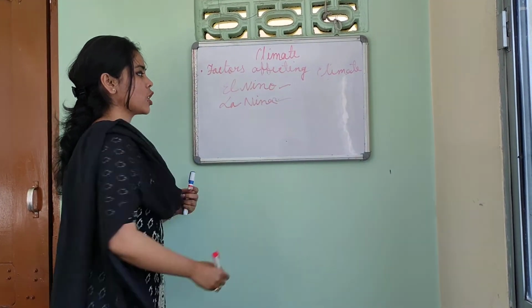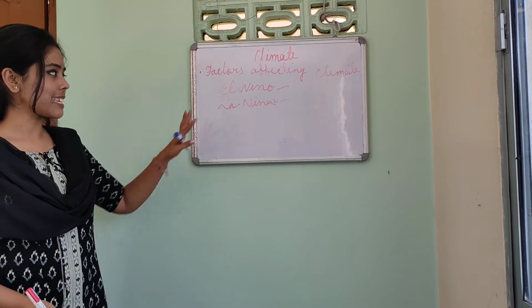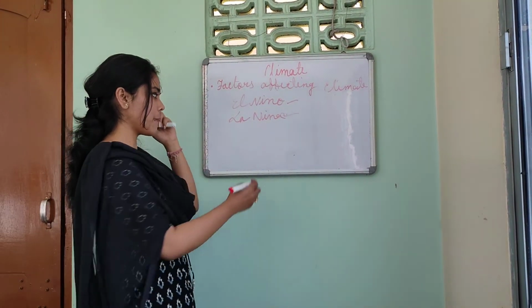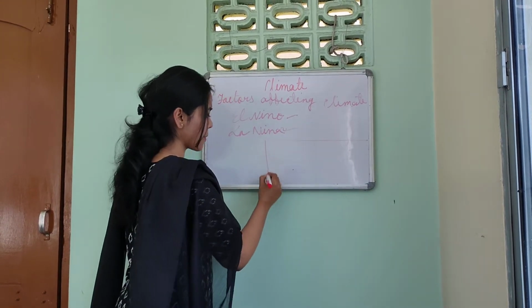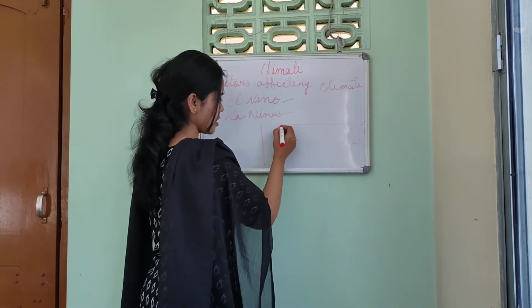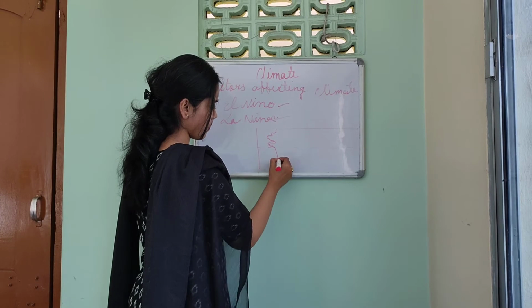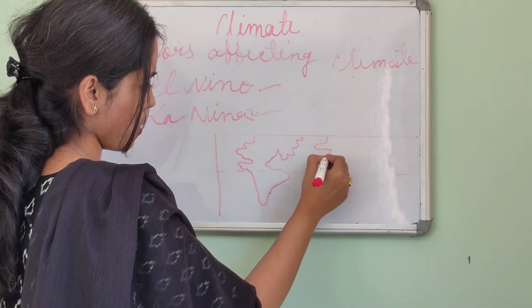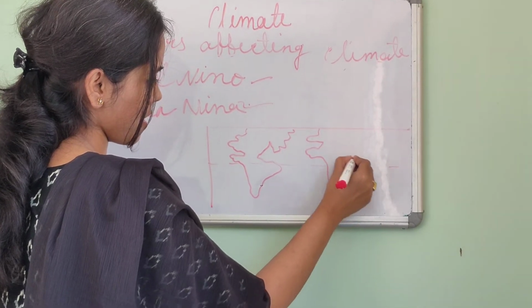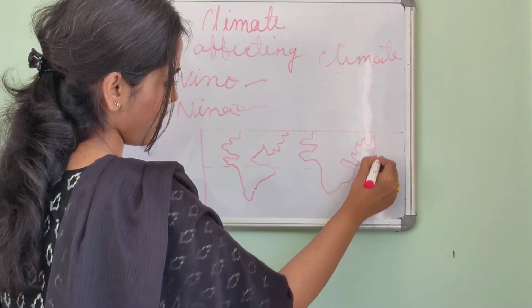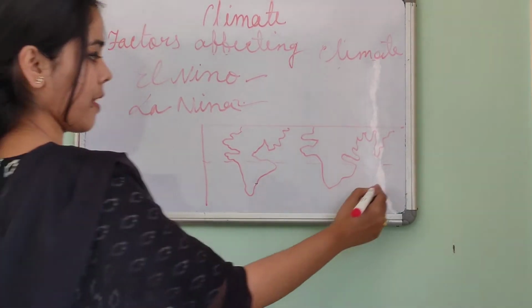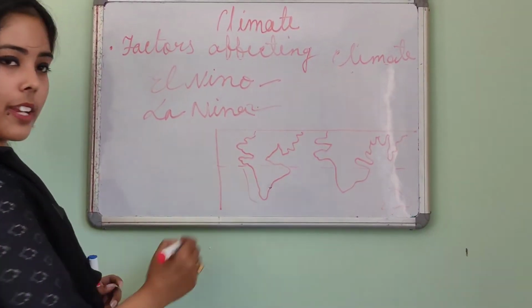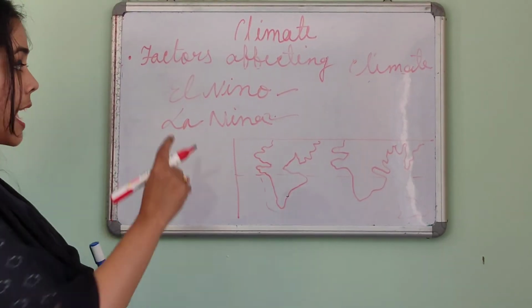What are these two? Basically these two are ocean currents. Now I will draw the world map. Now just see. This is North and South America. This is Africa. Like this. And this is Australia. So this is South America and this is the Peru coast.